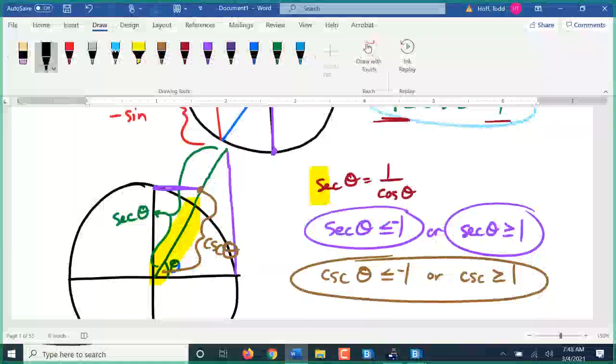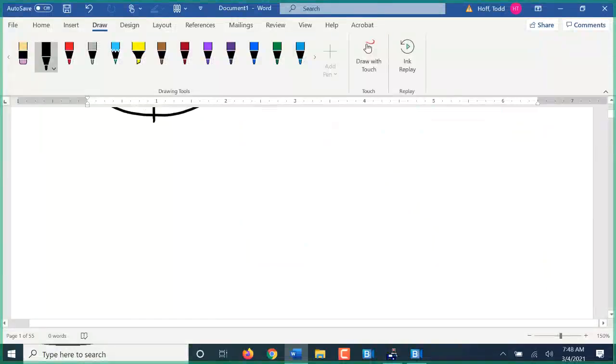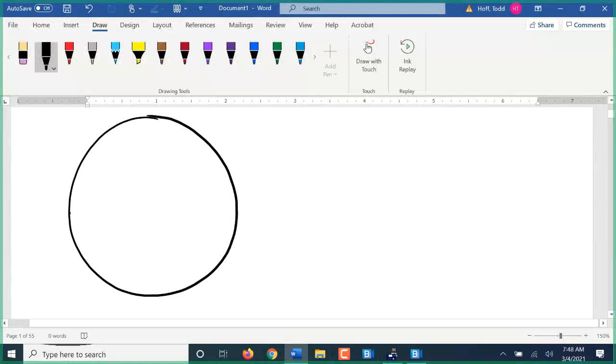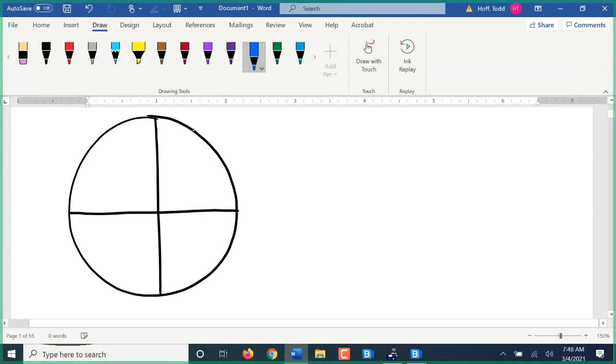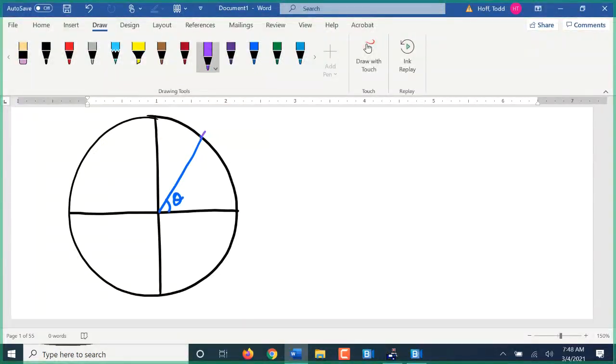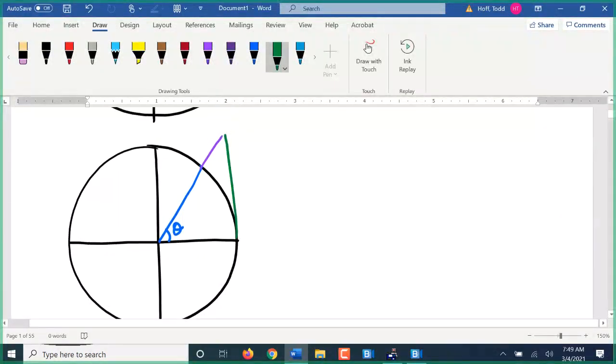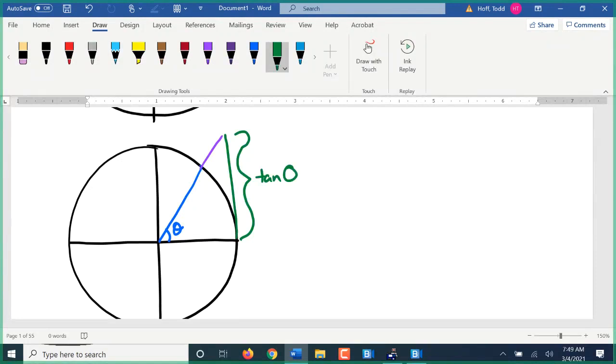Let's look at tangent. That one almost looks like a circle even. So if we put our angle on here, there's my angle theta. Remember, we find the tangent by extending that up until it hits that tangent line. The length from where it hits down to the reference axis is the tangent of theta.